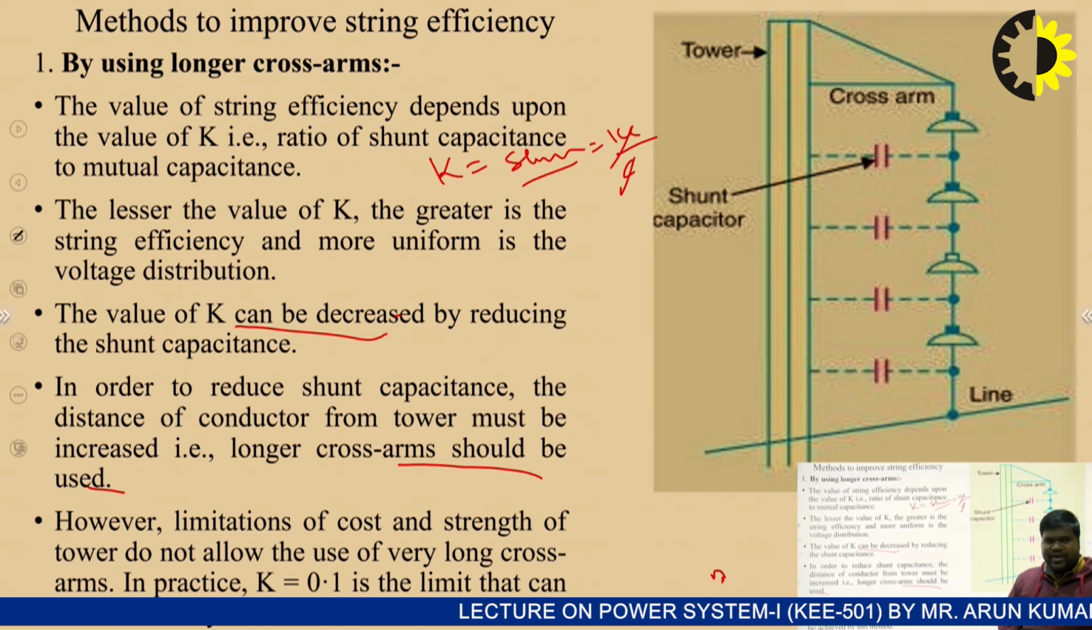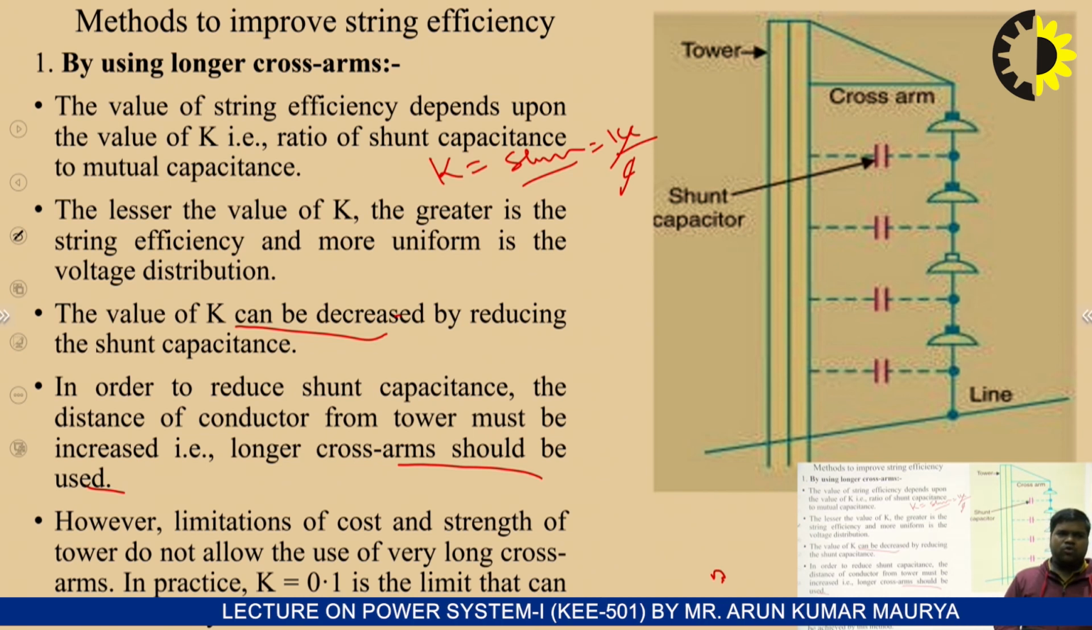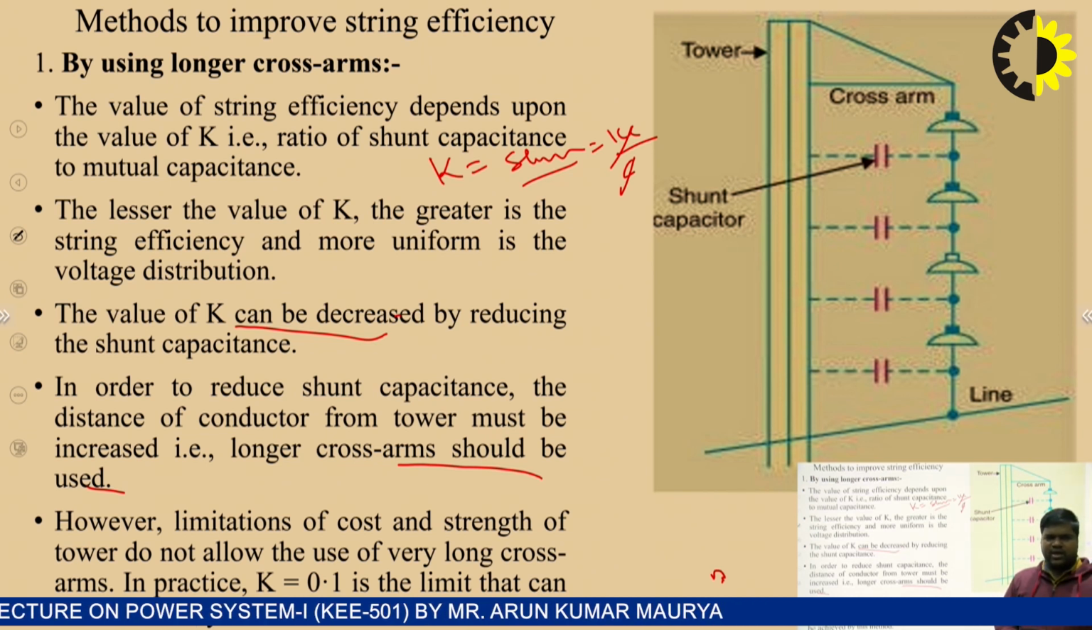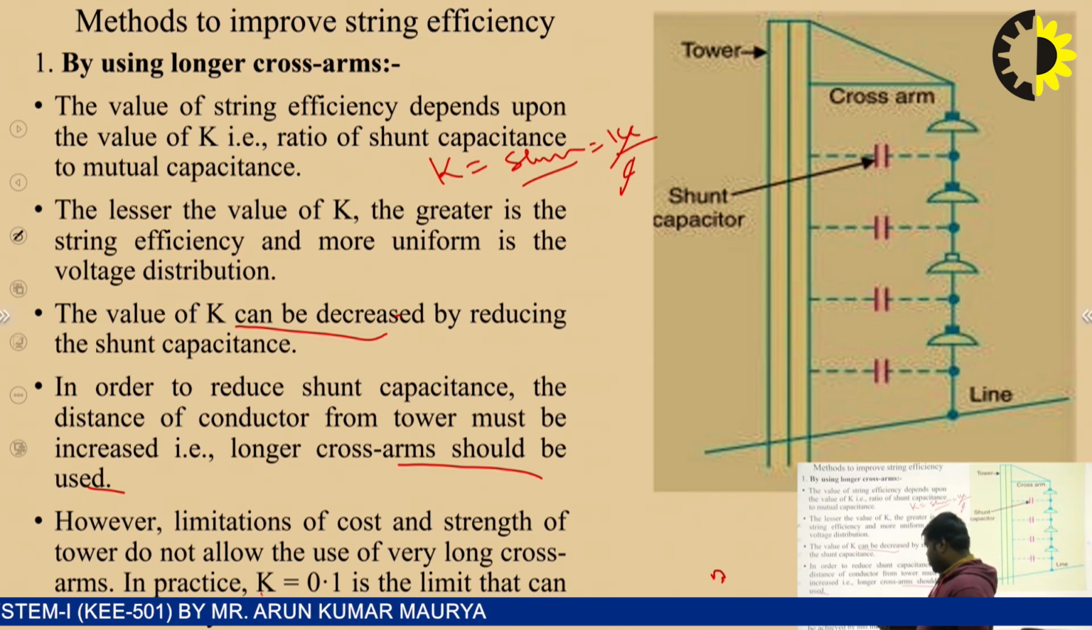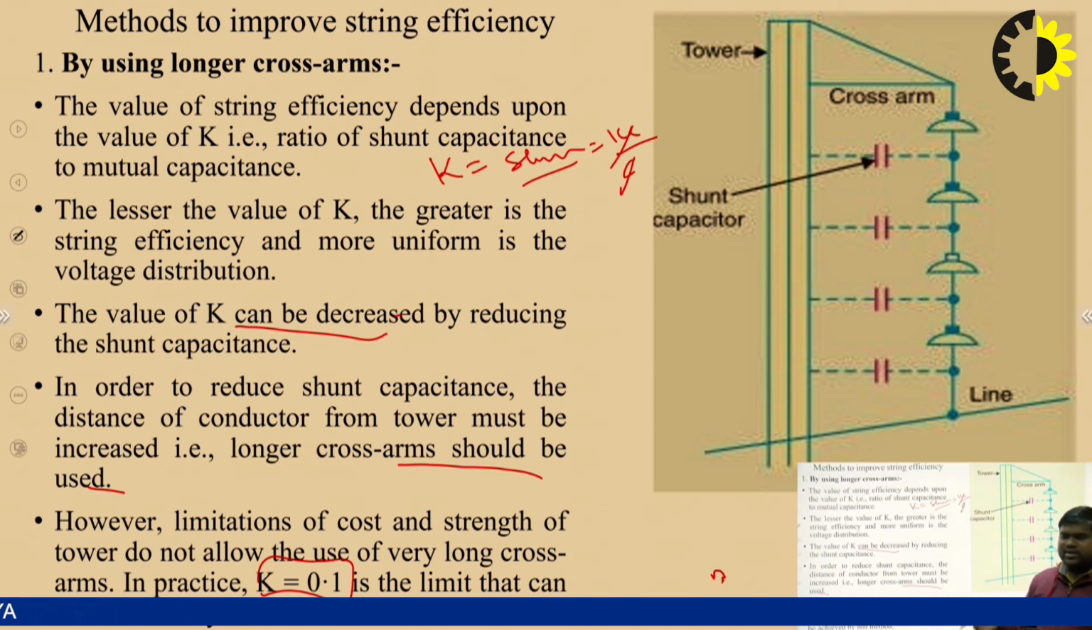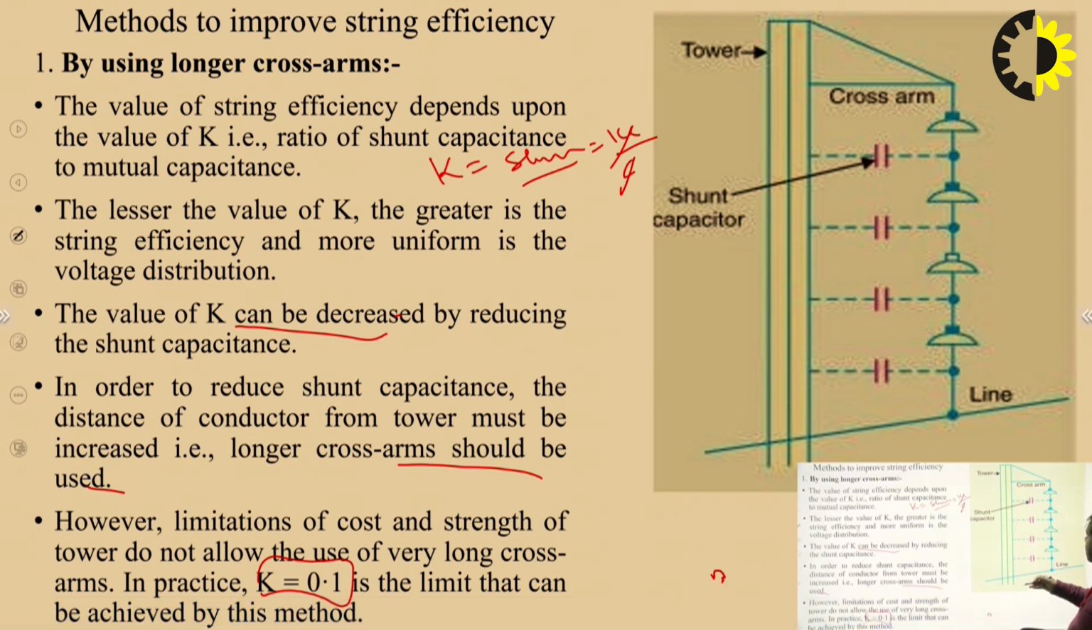However, limitations of cost and strength do not allow the use of very long cross arms. In practice, K equal to 0.1 is the limit that can be achieved by this method. So this is the pictorial diagram. This is the tower, or you can say support. These are the shunt capacitors, and these are the insulators and the conductors, and this is the link metallic strip.